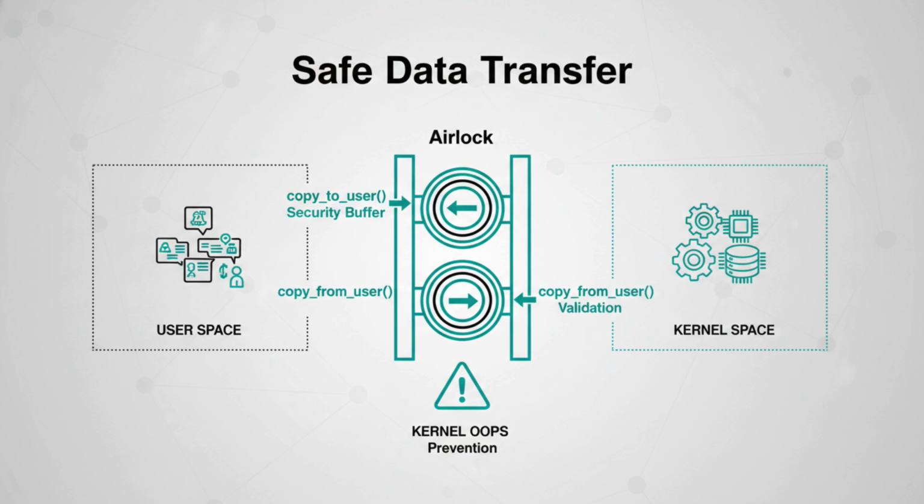Implementing these correctly is non-negotiable for high-availability systems. A single faulty pointer dereference can result in a kernel oops, crashing the entire node and affecting global availability. We must always check the return values of these functions to ensure every byte was transferred correctly.